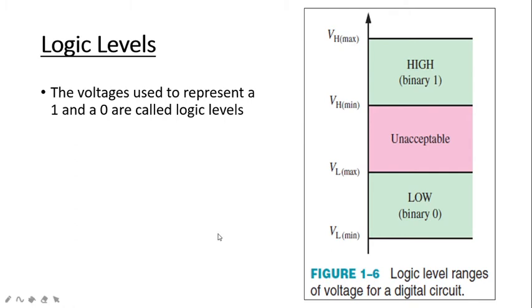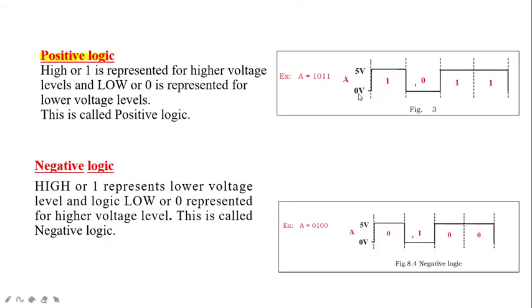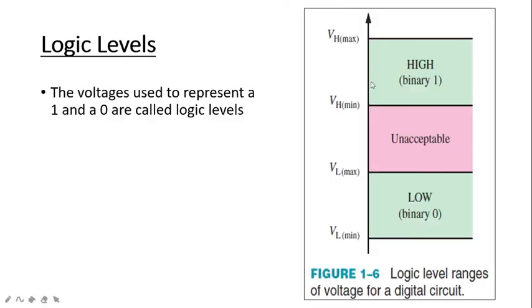In logic levels, the voltages used to represent a 1 and a 0 are called logic levels. Now we saw in the previous diagram that we had 0 to 5 volts. We have taken this simple diagram to explain it. That is, in figure 1.6 we know that there is a VL minimum, VL max, VH minimum and VH max. What are these? So we know that here high is represented by binary 1 and a low is represented by a binary 0.